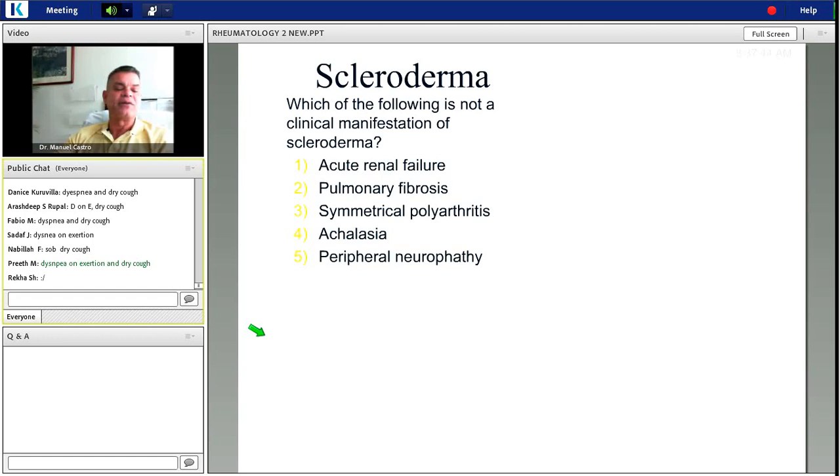Okay. Now, what about achalasia? Do these patients have achalasia? Achalasia.